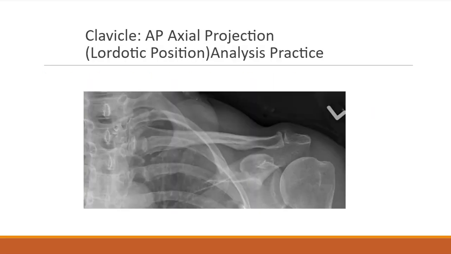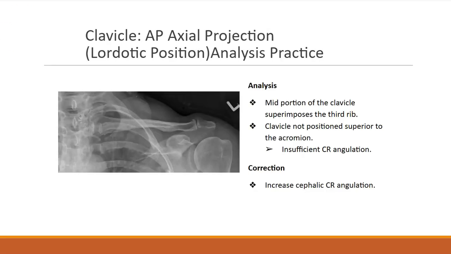Go ahead and look at this practice analysis and answer the following question. Let's review that practice analysis together. First, we want to ensure that we have from the medial end of the clavicle to the acromion process, which they are both included within the exposure field. Next, we want to look for positioning errors.